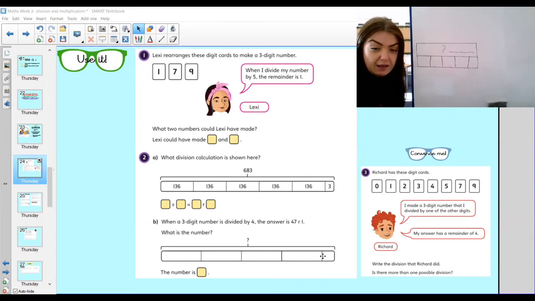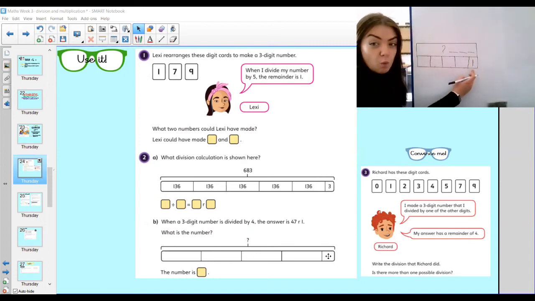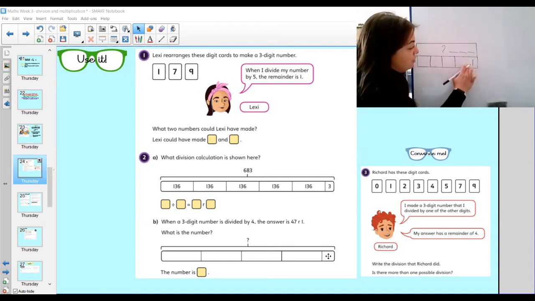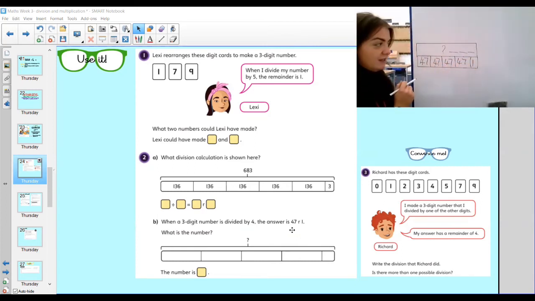So I know straight away that this smaller part on the end here is going to be what number? It's going to be my remainder 1, isn't it? Okay, so actually that bar should be a lot smaller. My remainder 1 goes in that end box there, and then I've got my 4 parts. When I divide by 4, I've got a remainder 1, but each of these parts is worth what? So it's something remainder 1. It is 47. So I know that each of these parts are worth 47.